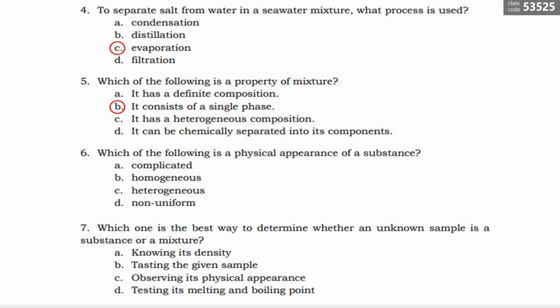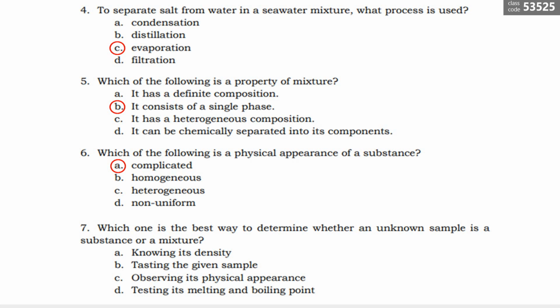Let's have number 6. Which of the following is the physical appearance of a substance? A, complicated. B, homogeneous. C, heterogeneous. And D, non-uniform. Go. Okay, the correct answer for this is letter A. It's complicated.